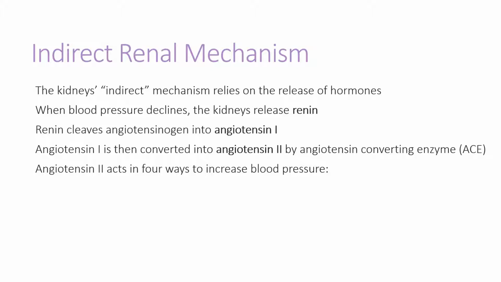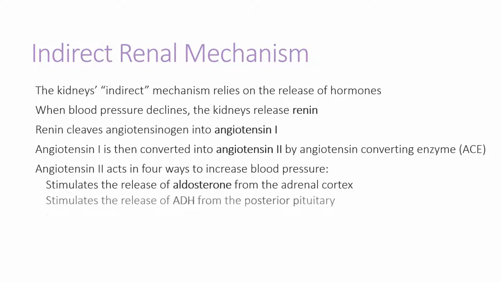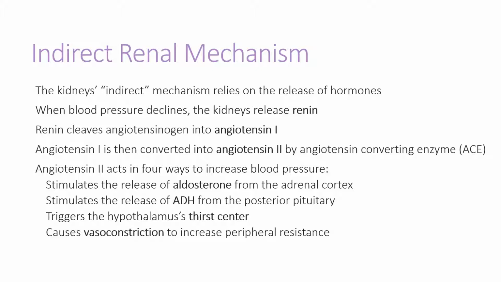Angiotensin II acts in 4 ways to increase blood pressure. It stimulates the release of aldosterone from the adrenal cortex. It stimulates the release of antidiuretic hormone from the posterior pituitary. It triggers the hypothalamus's thirst response, thereby increasing water intake, thereby increasing our blood volume and blood pressure. And angiotensin II also causes vasoconstriction directly so that it can increase peripheral resistance.